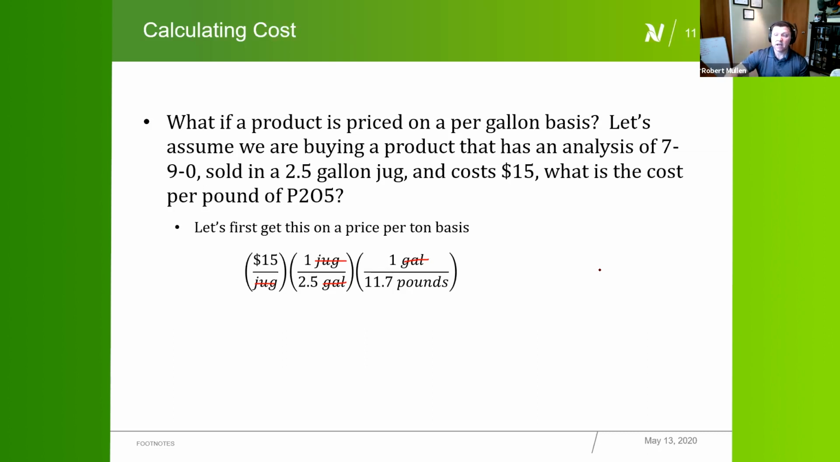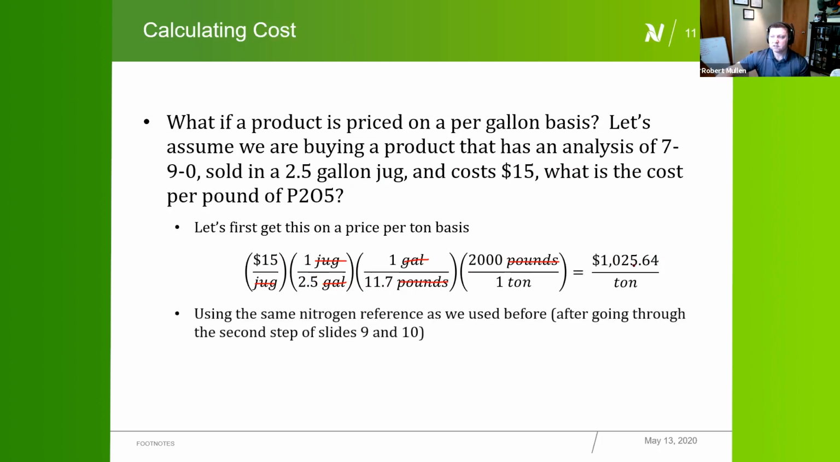So now I'm already to dollars per pound, but I want to get this on a price per ton basis so that I can make some comparisons. So the pounds go away. If you did this on a price per ton basis, I've got 15 divided by 2.5 divided by 11.7 multiplied by 2,000. This product equivalent basis would be $1,000 per ton, 1,025 specifically. That's pretty expensive product. Now I can go in and calculate what my cost of phosphate would be.